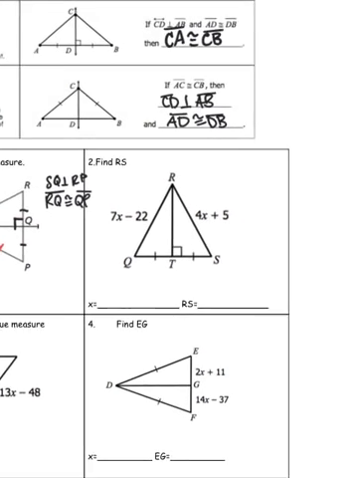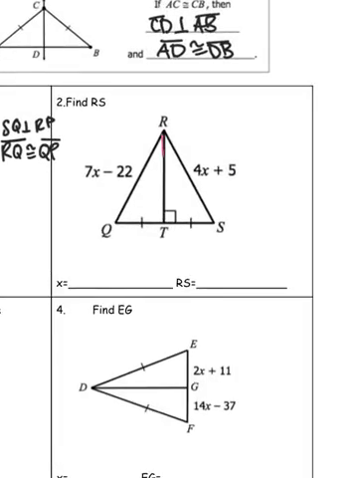Okay? 2, okay, they told us that RT is perpendicular to QS by this. This tells us it's perpendicular to the right angle. Then we know QT is congruent to TS, so then we know that RQ is congruent to RS. So we can set them equal to each other. 7x minus 22 equals 4x plus 5.